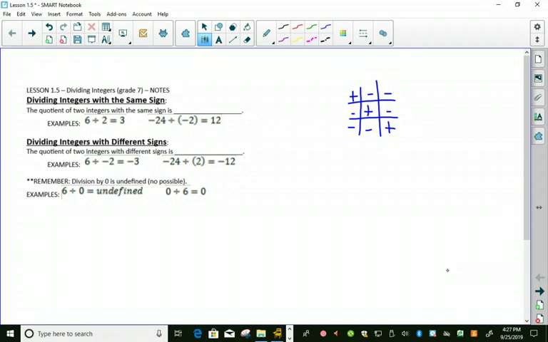So when we go ahead and divide integers with the same sign, the quotient of two integers with the same sign is going to be positive.